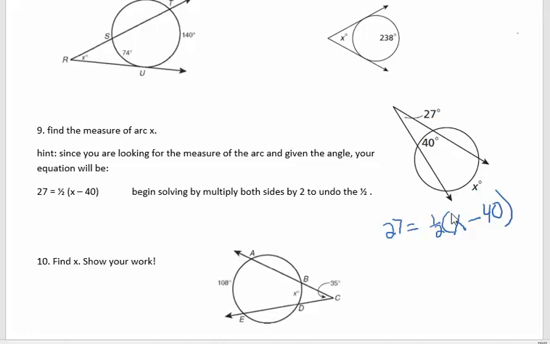Now, since the x is kind of trapped in here, let's start by multiplying both sides by 2 in order to get rid of the 1/2. The opposite of multiplying by 1/2 is multiplying by 2. So 2 times 27 is 54. These will cancel, and I'll just be left with x minus 40. And you can use that to find the measure of arc x. In this one, we're looking for an arc.